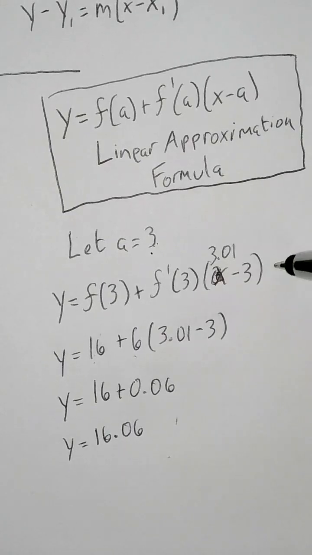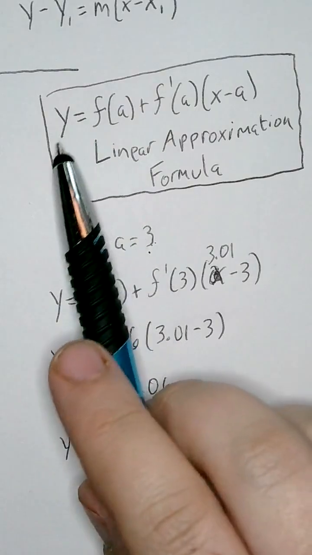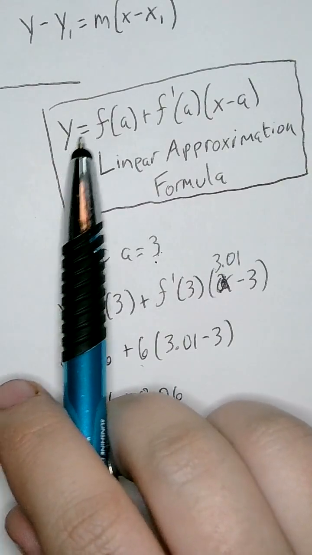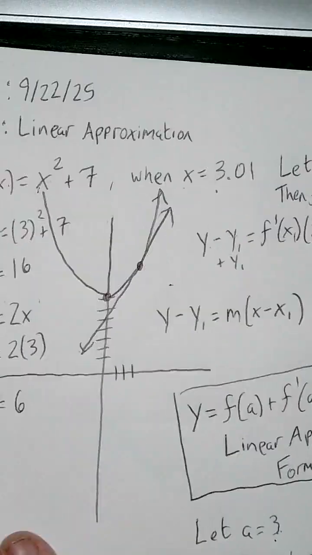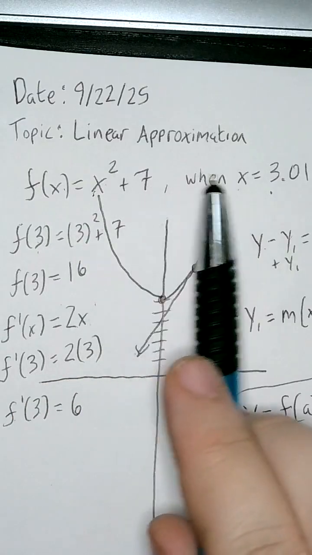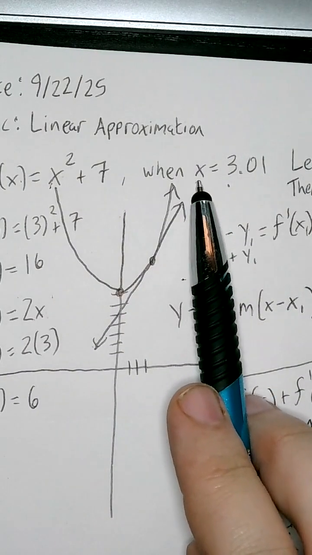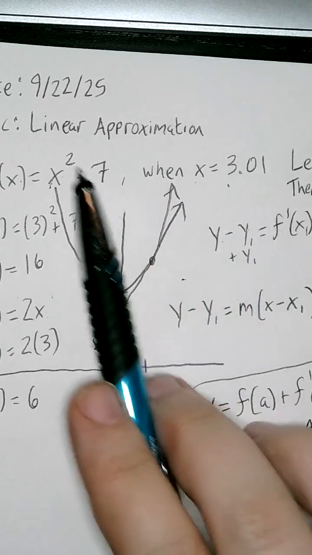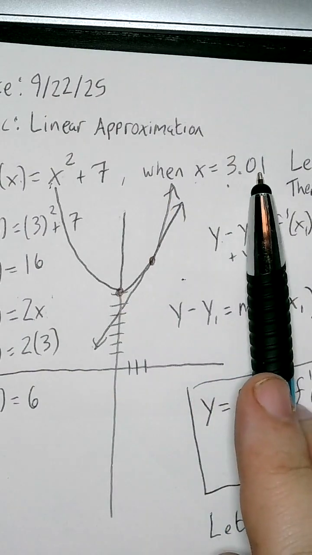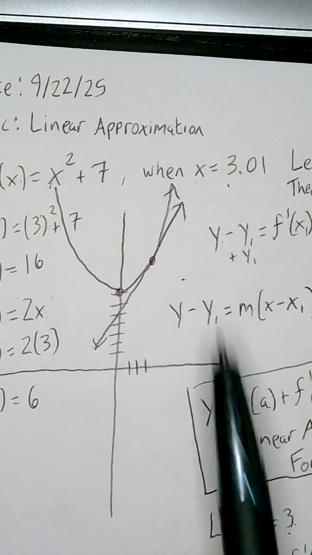Okay, so this is called linear approximation. My goal is to approximate the value of this function at 3.01. I can't quickly figure out what f of x is when x is 3.01. However, I can quickly figure out a nearby point, which is 3.